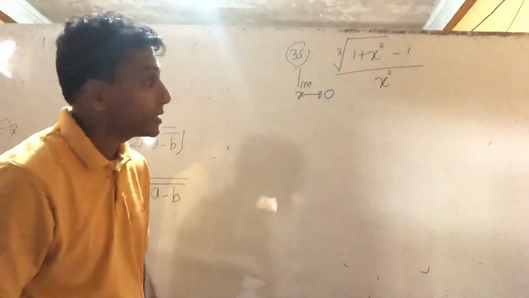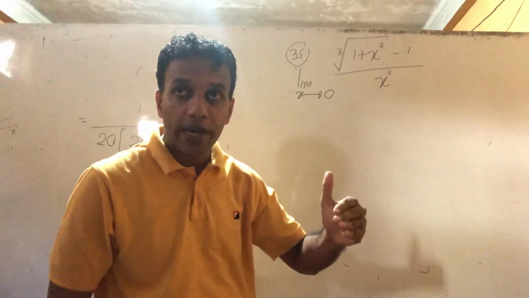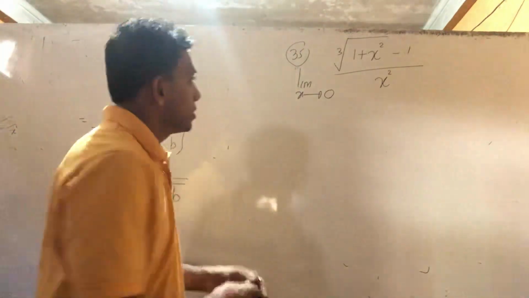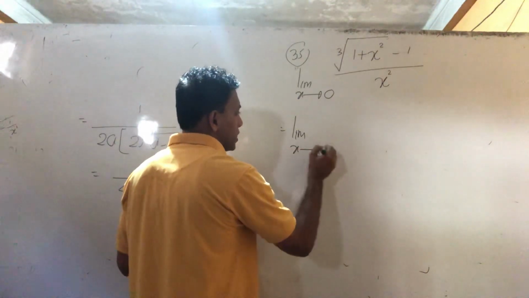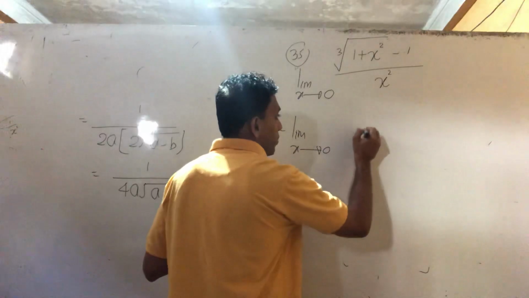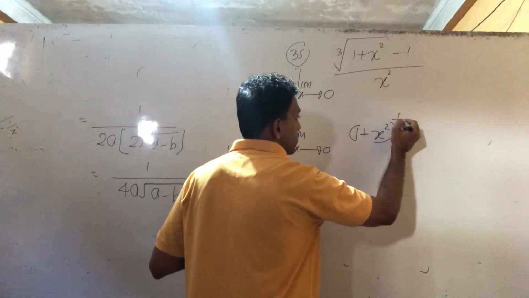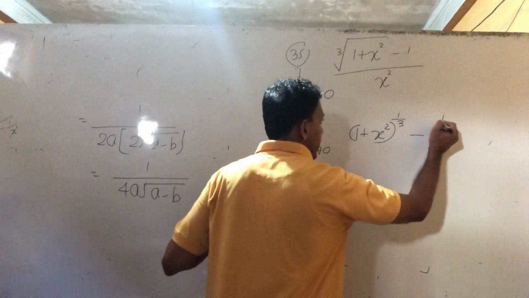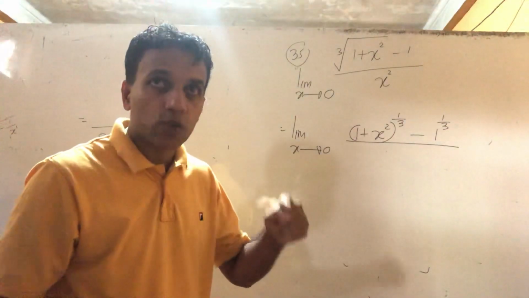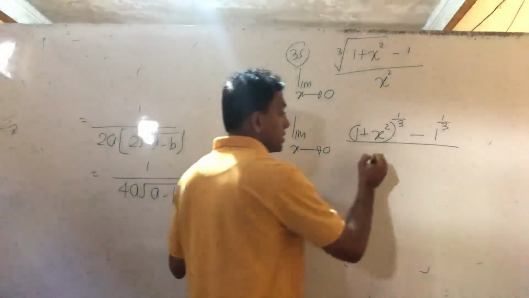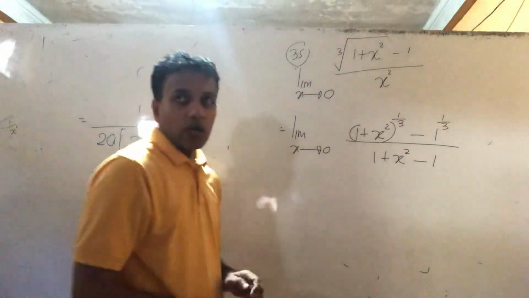The rule is x to the power n minus a to the power n over x minus a. So limit x tends to 0, here (1 plus x square) to the power 1/3 minus 1, and 1 we also write as 1 to the power 1/3. That is the pattern x to the power n minus a to the power n, then below x minus a, that is 1 plus x square minus 1. Now check whether it's correct.